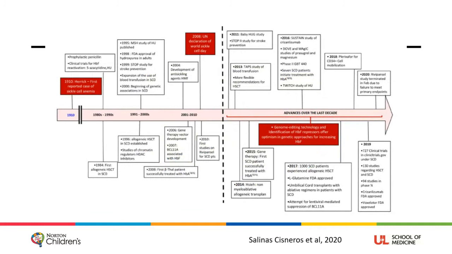And this graph compares the advances in sickle cell disease treatment over 100 years from 1910 to 2010, compared to the past 10 years. As you can see, there's been a lot of progress made, and it'll be exciting to see what kind of advances will happen in the next 10 years.